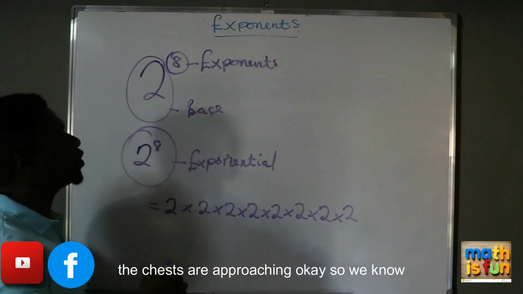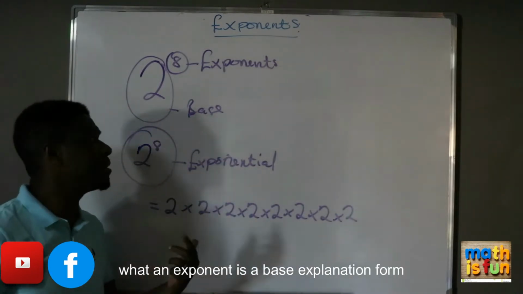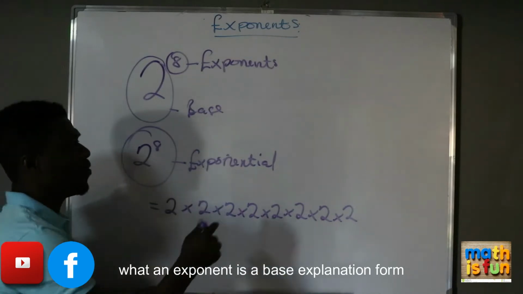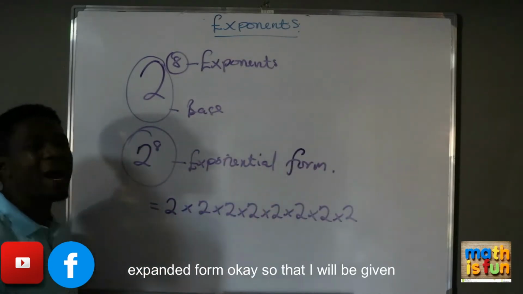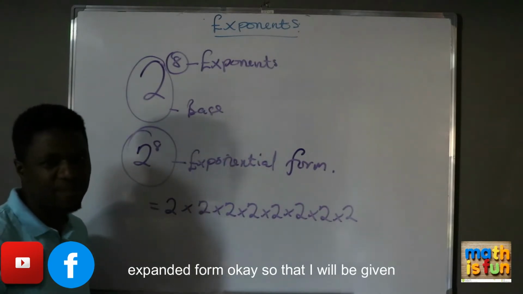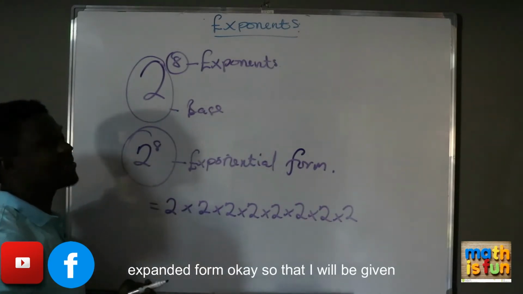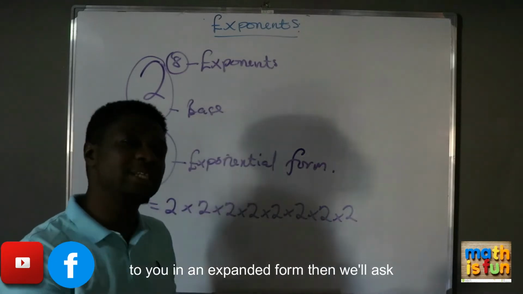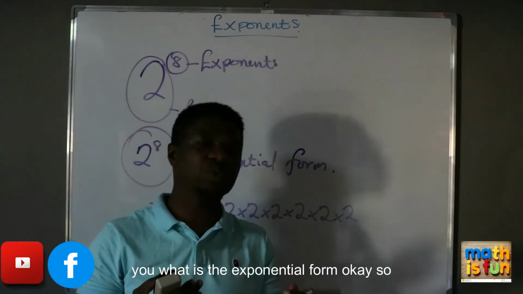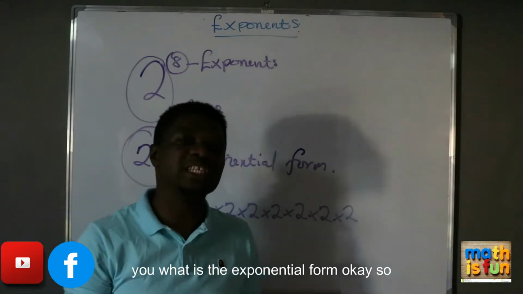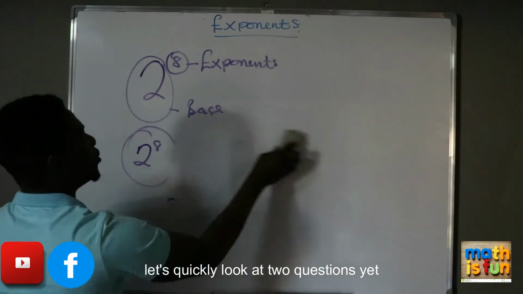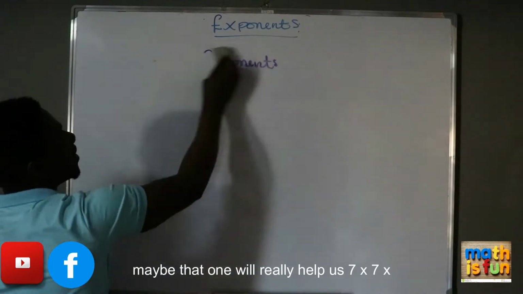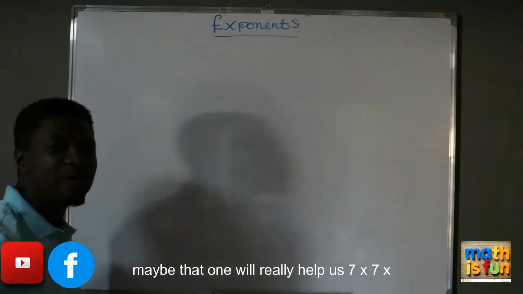So we know what an exponent is, a base, exponential form, and we also have our expanded form. There are times that the question will be given to you in an expanded form, then we'll ask you what is the exponential form. So let's quickly look at 2 questions here. Maybe that will really help us.